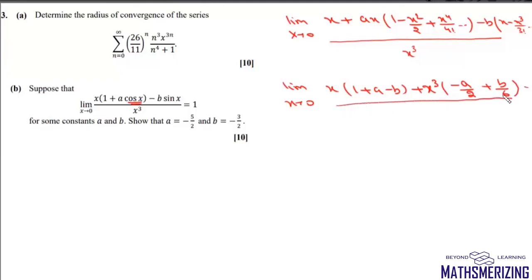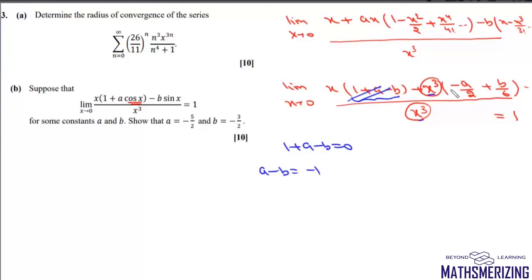Upon x cube. Now the answer to this limit is non-zero finite. So it simply means that the minimum power in the denominator must be the same as the minimum power in the numerator. So this coefficient of x must be 0. So from here we'll get 1 plus a minus b is 0. That is, the value of a minus b is minus 1. Now since we do not have this term, the minimum power of x is the same.